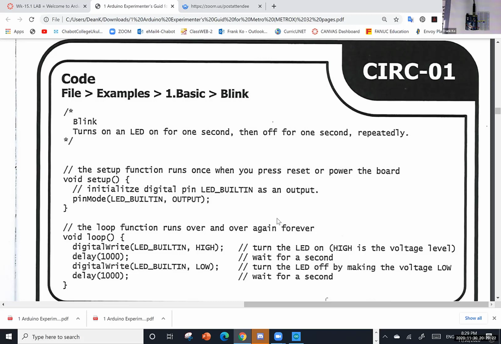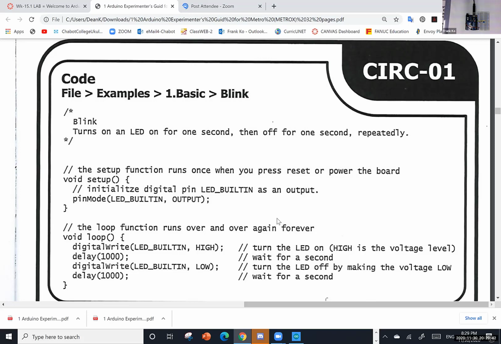The next line of code says digital write to the board, LED built in, will be low, meaning over here, a comment line, turn the LED off by making the voltage low. And then again, delay for how long? 1000, wait for a second, and then do this.